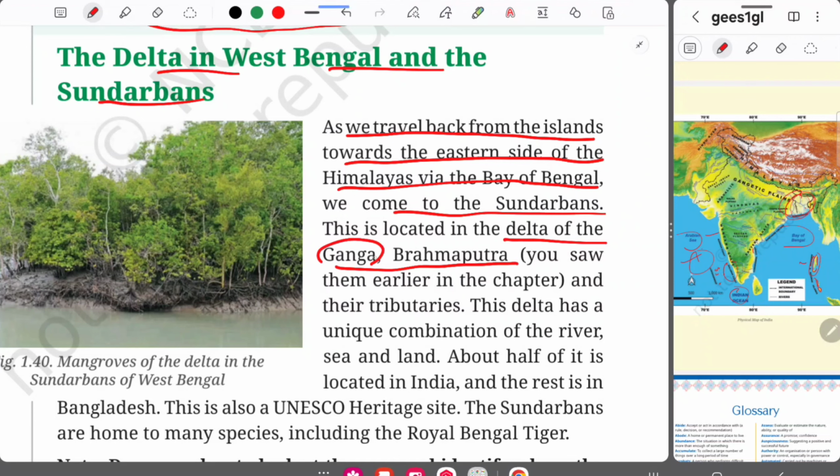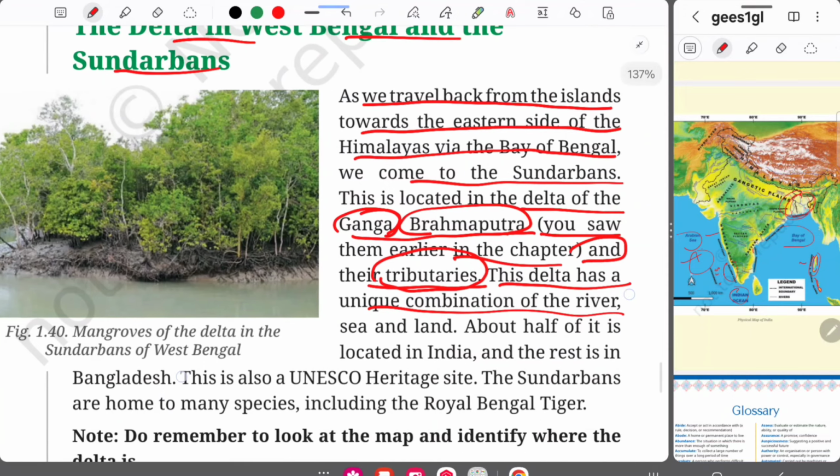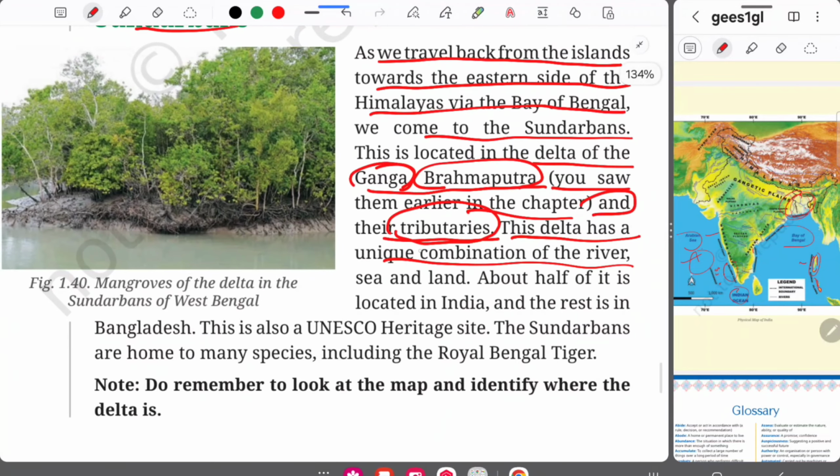In the delta of the Ganga and Brahmaputra, the delta formed by the rivers Ganga and Brahmaputra in the fertile land. You saw them earlier in the chapter, and their tributaries. I have already talked about its tributaries and everything, that is why I am not explaining here again. This delta has a unique combination of river, sea and land. About half of it is located in India and the rest is in Bangladesh.